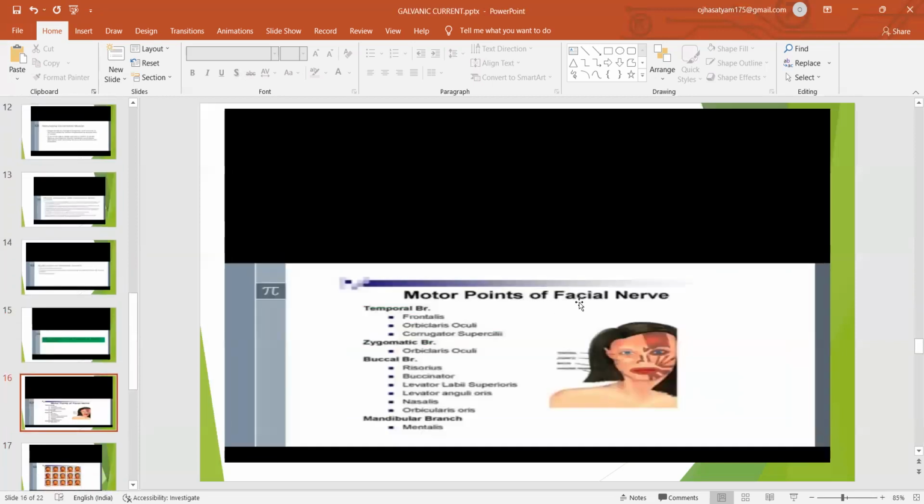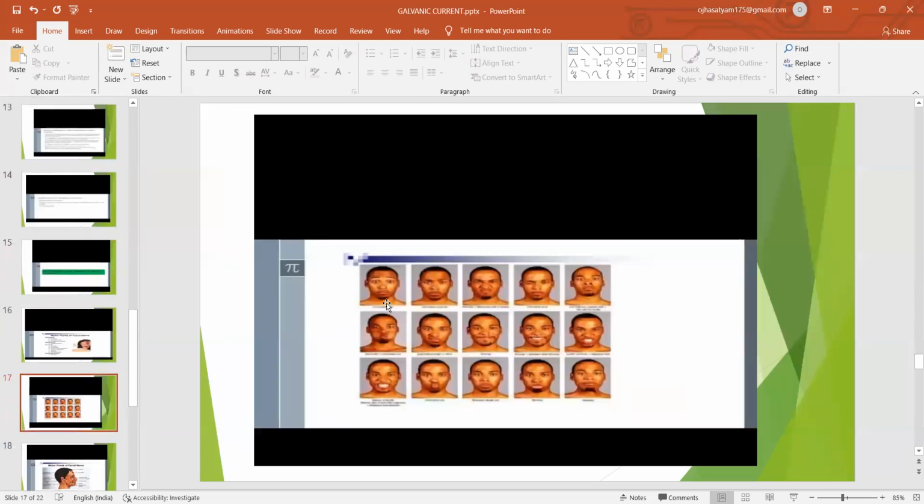So, motor points of the facial nerve. What are they? Temporal, frontalis, orbicularis oculi, and corrugator supercilii. Zygomatic, buccal, mandibular branch. This is the temporal. Here is the zygomatic and buccal, and this is the mandibular branch. This is called the facial nerve, which controls facial expression.